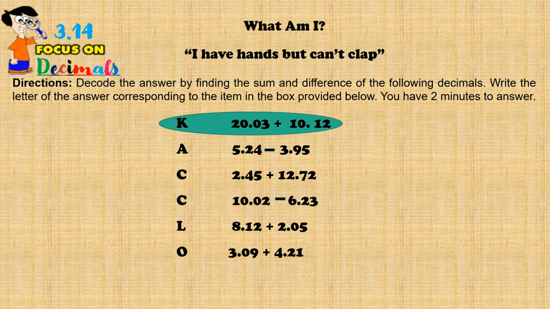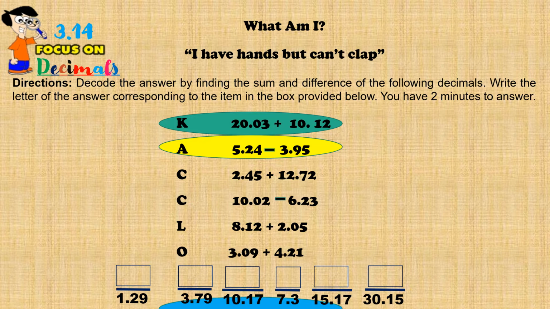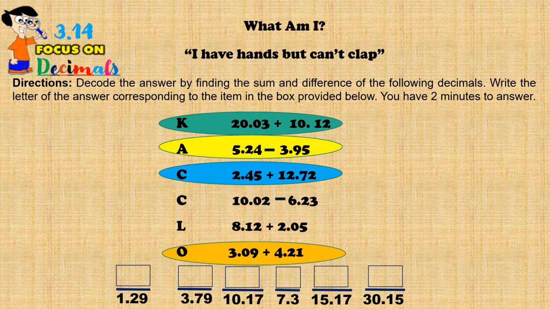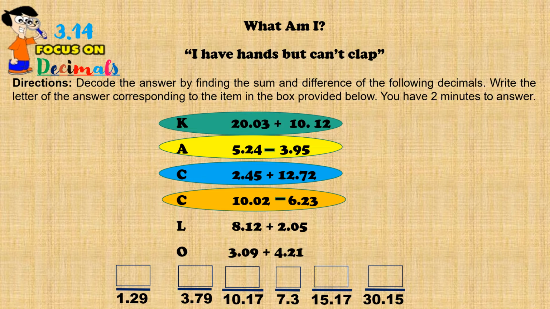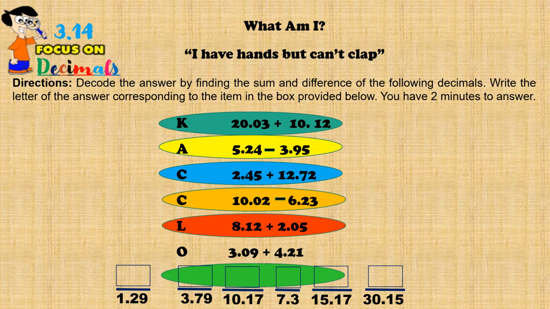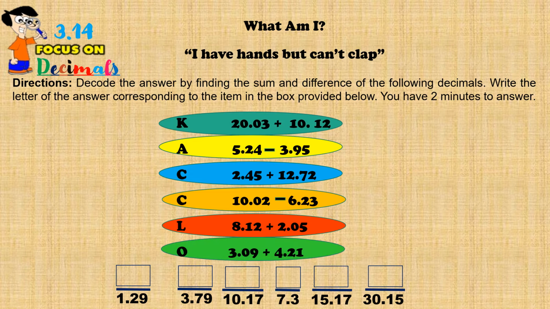For letter K, 20.03 plus 10.12. Letter A, 5.24 minus 3.95. Letter C, 2.45 plus 12.72. Letter C, 10.02 minus 6.23. Letter L, 8.12 plus 2.05. Letter O, 3.09 plus 4.21. Your timer starts now.